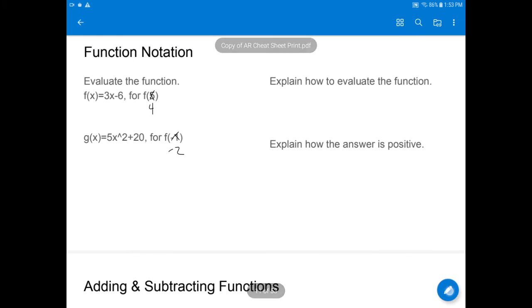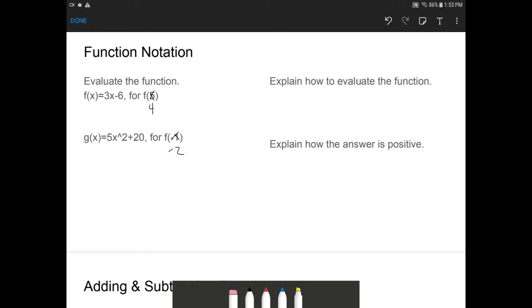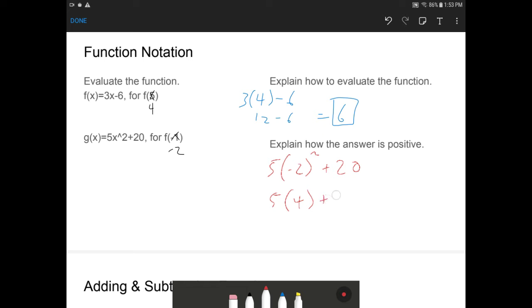The function notation. So this is evaluating the function. So here you have 3 times 4 minus 6, which is 12 minus 6, which is 6. And here you have 5 times negative 2 squared plus 20. Negative 2 squared is positive 4. 5 times 4 is 20, plus 20, answer is 40.